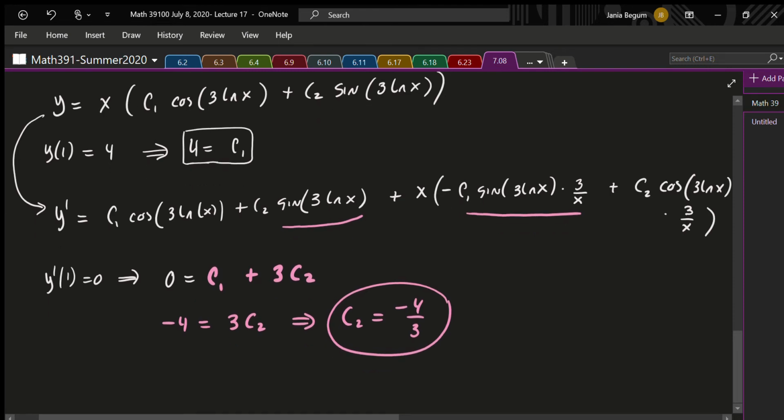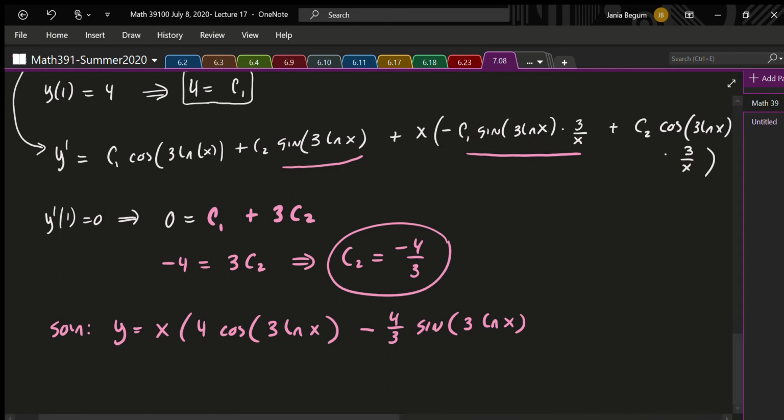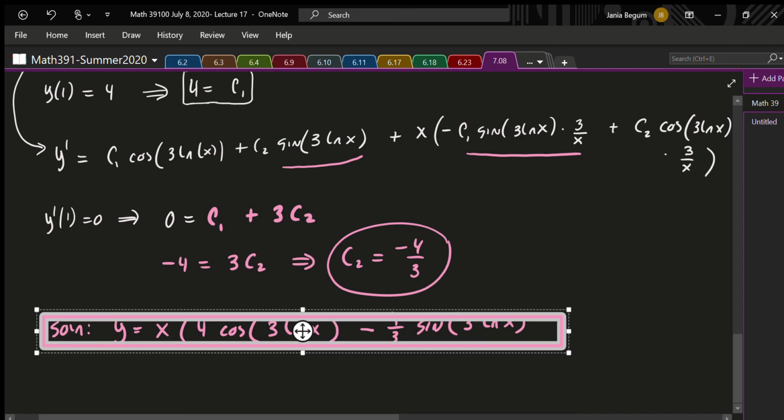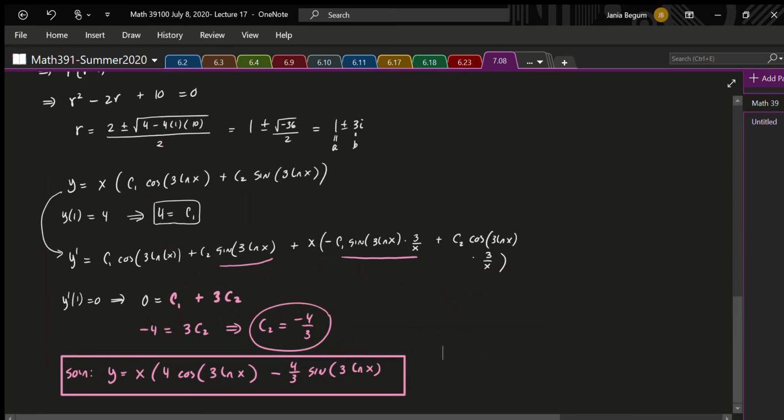Our solution to this, it's going to be y equals x times c1, that's 4, cosine of 3 ln of x, minus c2, that's 4/3, sine of 3 ln of x. So that's our solution to this. Any questions? Okay, so there you have an initial value problem with Euler equation.